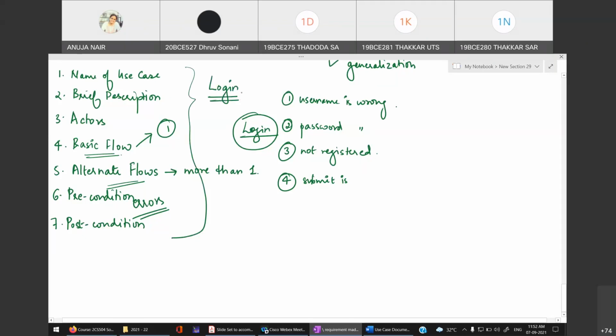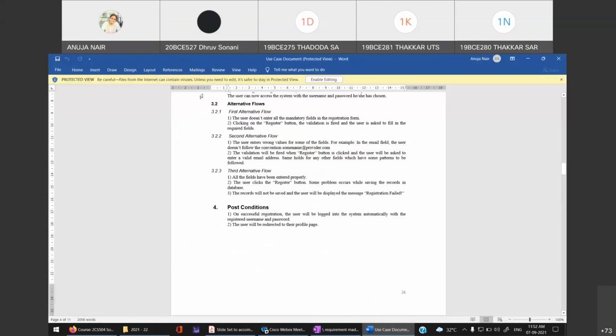Let's take the example of login. So keeping this login use case in consideration, you need to write a use case specification, which includes all these 7 points. Am I clear with what a use case specification is? Any doubt over here?